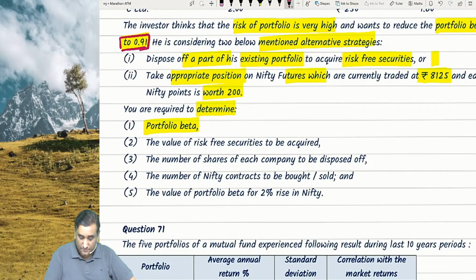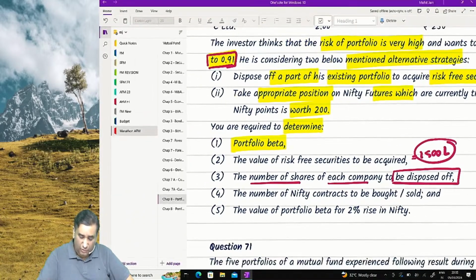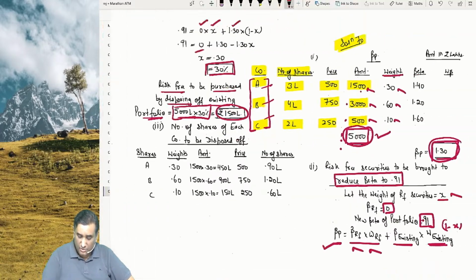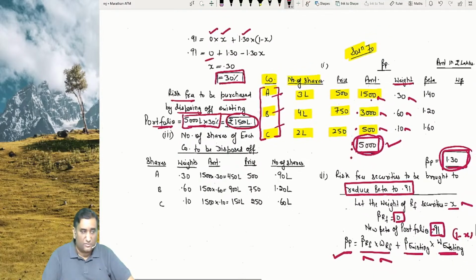It says the number of shares of each company. That means this 1500 lakh has to be arrived at by reducing. Now how much is to be disposed of? Same weightage as you had in the first part, you can reduce. Call them the number of shares: first we get the amounts, then divide by the share price to arrive at the number of shares to dispose of.